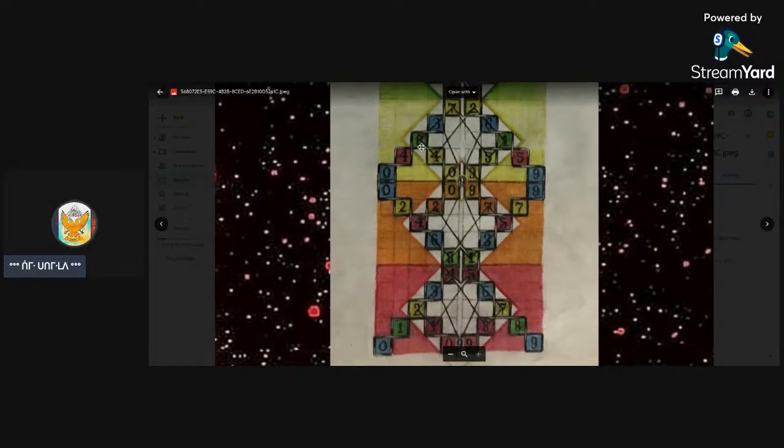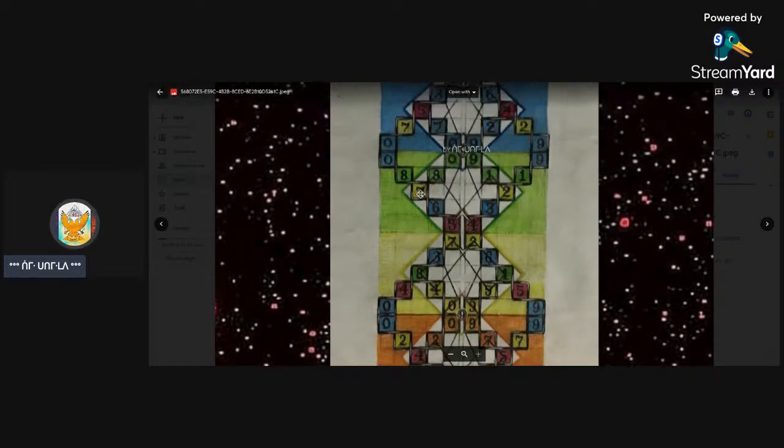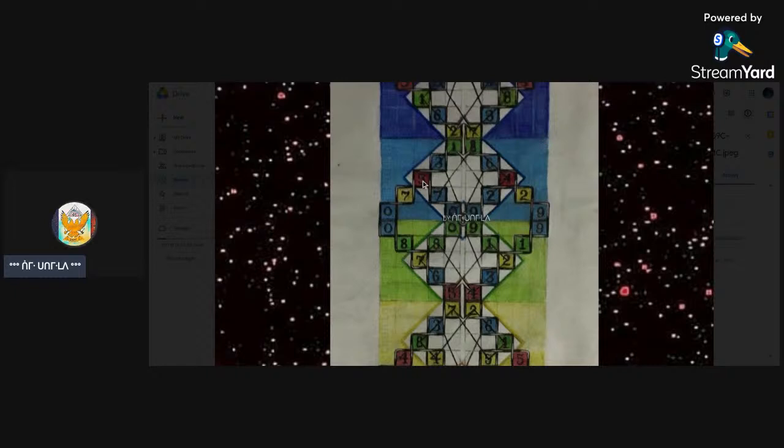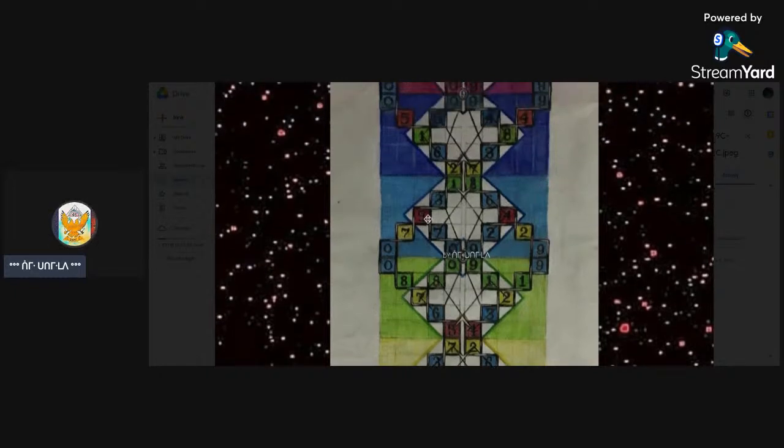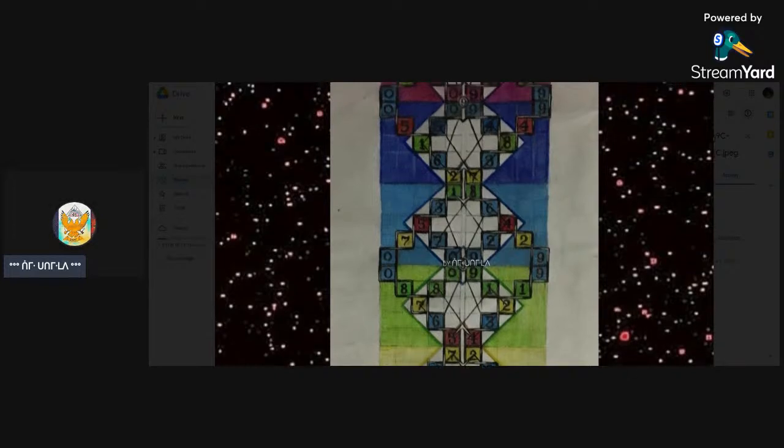8 doubled equals 16. 1 plus 6 equals 7. 7 doubled equals 14. 1 plus 4 equals 5. It's going to keep going. Does anybody notice the pattern? It's 1, 2, 4, 8, 7, 5. 1, 2, 4, 8, 7, 5. That's what it keeps on doing. It's not going to stop. Period. I can't make that up.